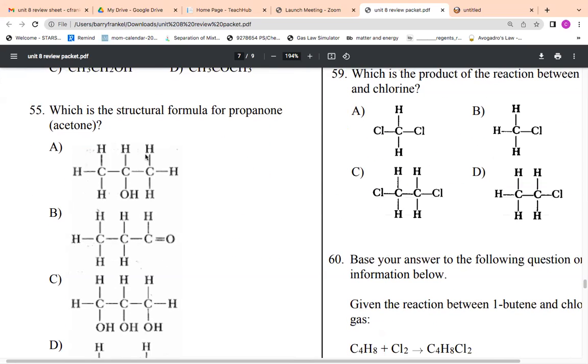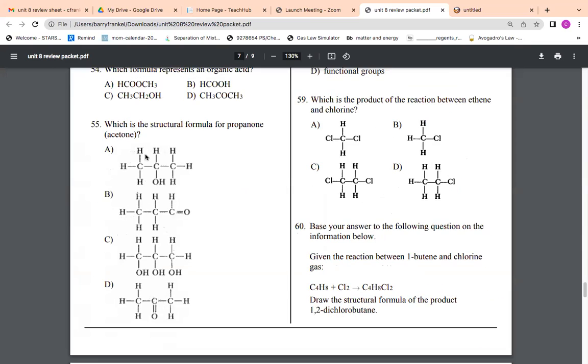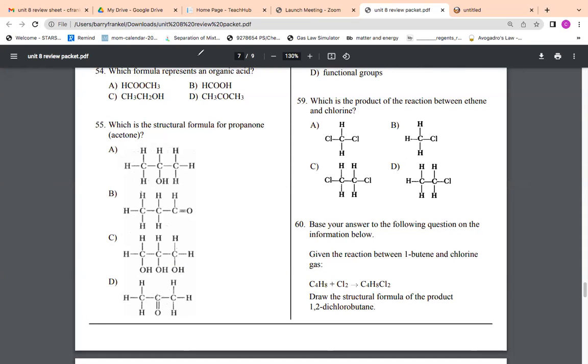Number 55. Which is the structural formula for propanone? Also common name acetone. Okay, so prop means I'm gonna see 3 carbons. So all of them have 3 carbons. Okay, and one means it's a ketone. So I should see this, some carbon chains on both sides with a carbon and a double bond in the middle. The double bond to the O should be somewhere in the middle of the compound. It's definitely not A. That's an OH group, that's an alcohol. So that's no good.